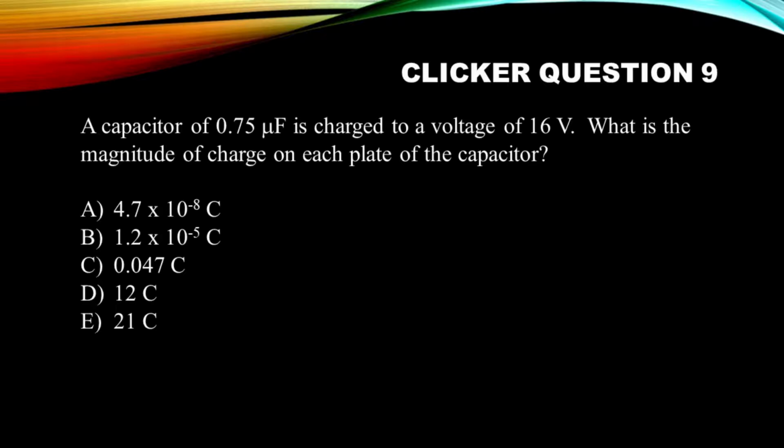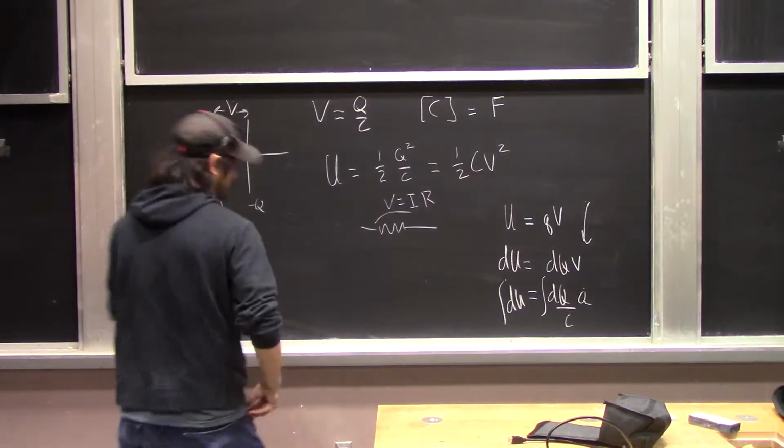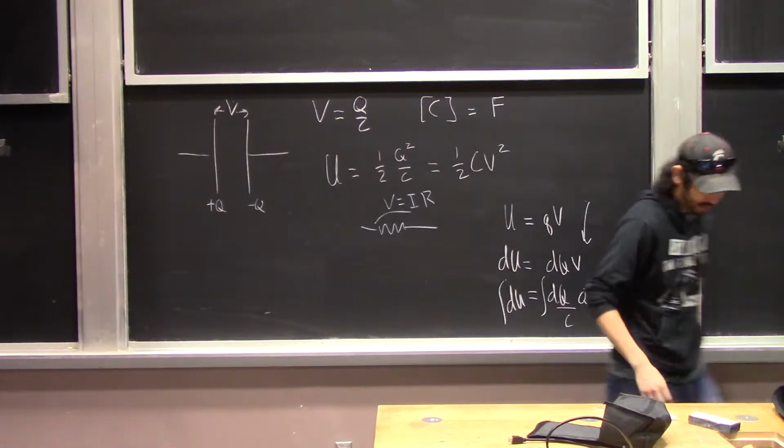This one says a capacitor of 0.75 microfarads is charged to a voltage of 16 volts. What is the magnitude of the charge on each plate of the capacitor? So go ahead and talk about this one. Okay, so let's go ahead and talk about this one.